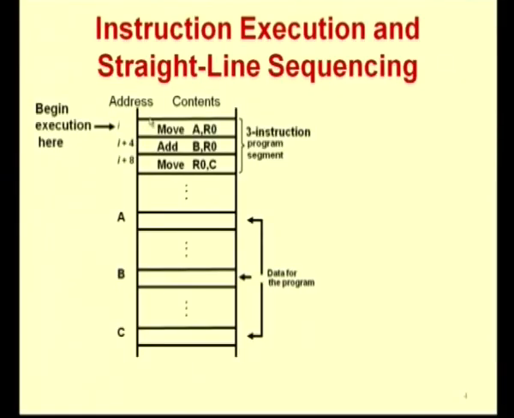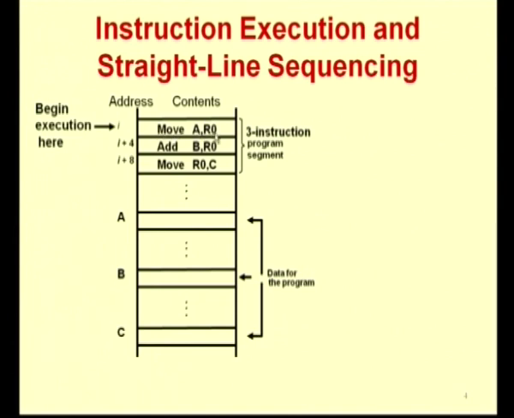So, talking of instruction execution, what should happen? You will normally have a series of instructions available in memory starting from some memory location. Let us say we have a simple 3 instruction program segment: move A comma R0, then add B comma R0, and then move R0 comma C. So, we move A to R0, then add the contents of B to R0, and then the contents of R0 are moved to C.